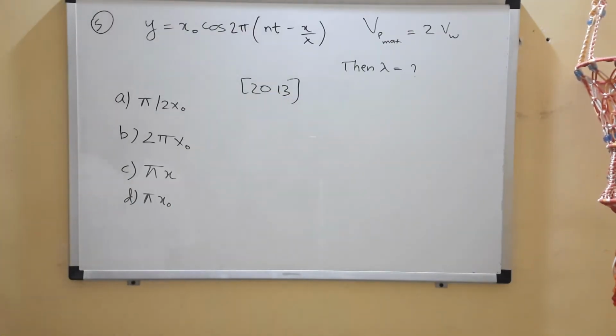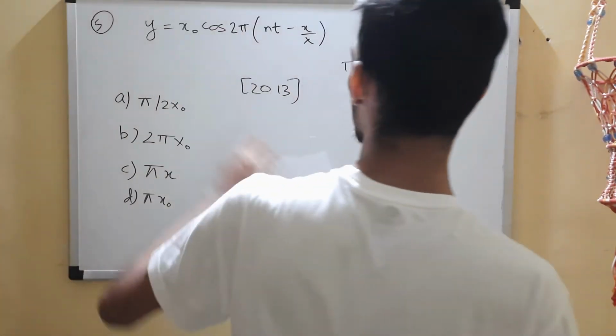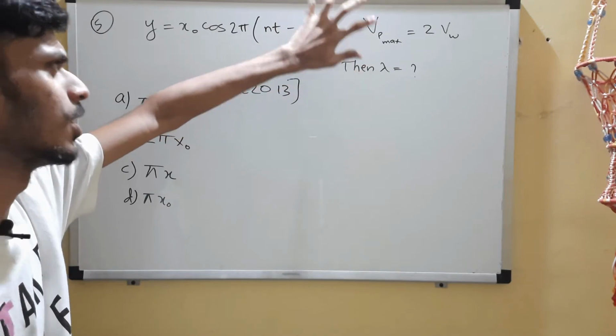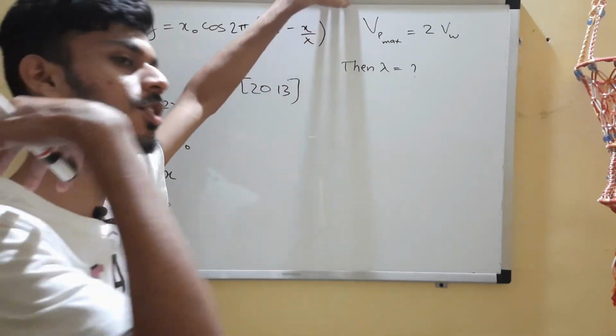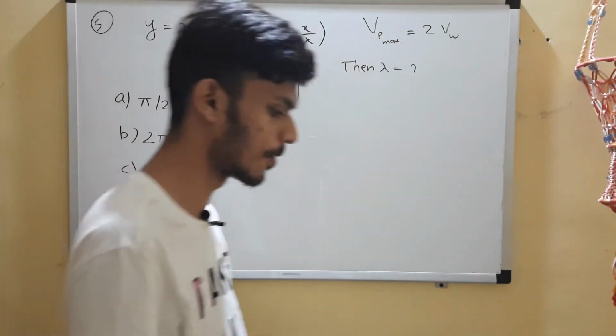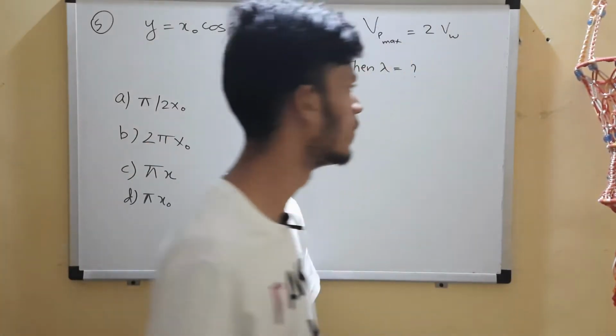Okay, question 5 over here from 2013. In this question you are given the equation of a wave. It is also given that the maximum velocity of the particle, maximum velocity of all the particles in this wave equals 2 times the velocity of the wave. Okay, you are supposed to find the value of this lambda.